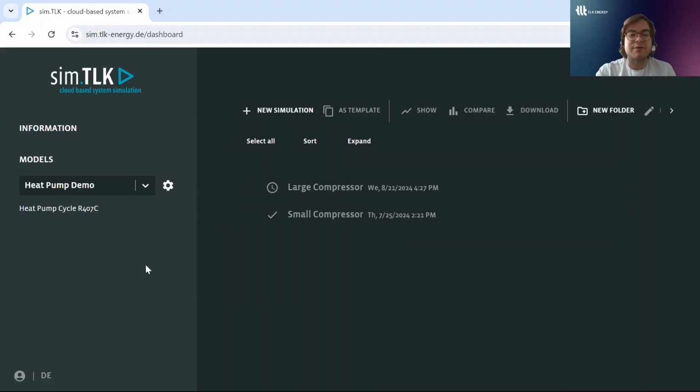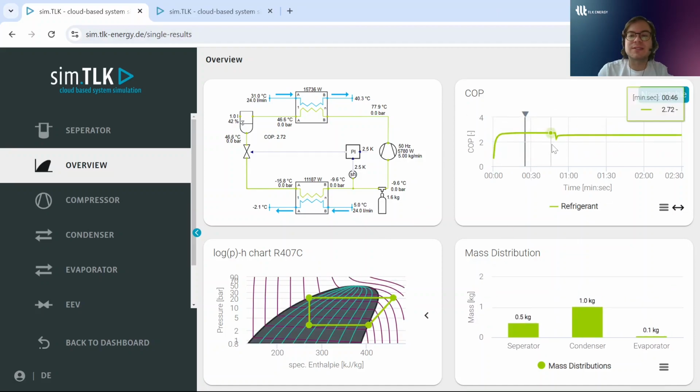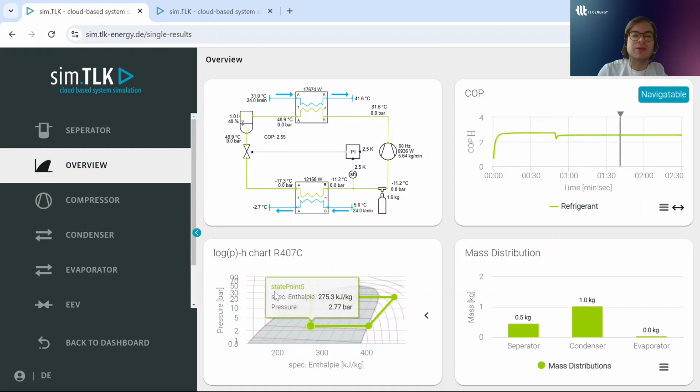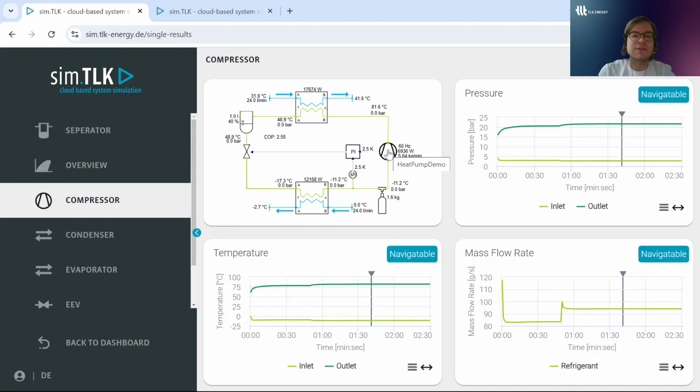We wait a tiny bit for the simulation to run, and with that, the results are ready for us to see. Going through the results section of the large compressor simulation, we can see a multitude of data. We can see here, for example, the COP, and as we click through, all the values of the system change on the icon for that given point in time. We can also view a log pH diagram, a mass distribution of the system, and then we can start clicking through the different components of the system.